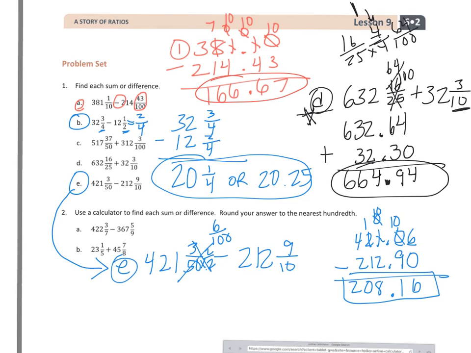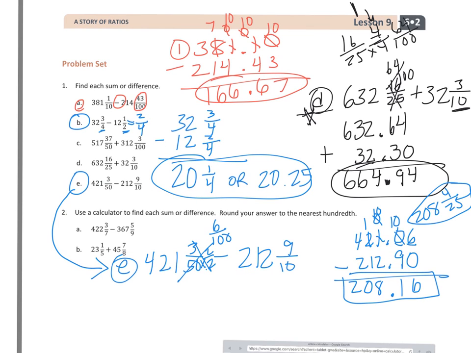And you would get probably 208 and 8/50ths, which would then go to 4/25ths. So it looks like if you did it as a fraction, that's what your answer would be. Same exact thing, just in different forms. One's fractional form, one is decimal form.